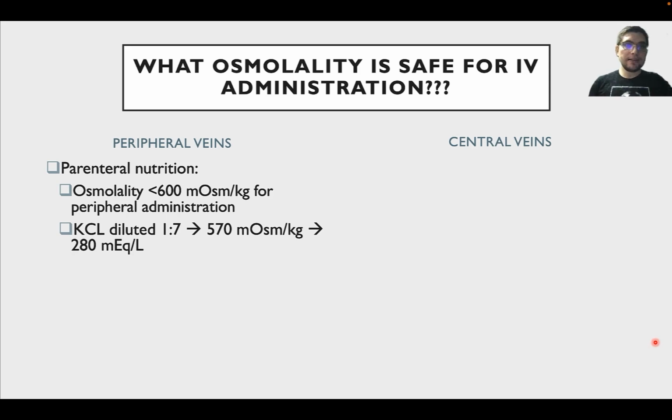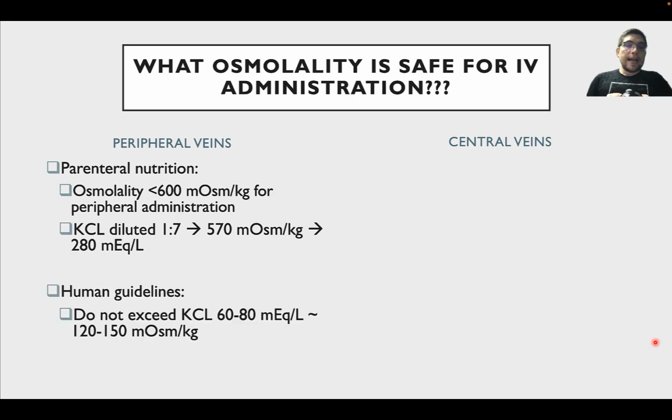Now if you apply this information to KCl 2 mEq per ml, you actually have to dilute it at 1:7 in order to bring down the osmolality to less than 600, which will be equal to about 280 mEq per liter. That being said, in human guidelines, they typically recommend not to exceed a KCl concentration of 60 to 80 mEq per liter when you give it through the peripheral route, which will be equal to an osmolality of about 120 to 150. So they want to be on the safe side, and that's what you can find in the literature.